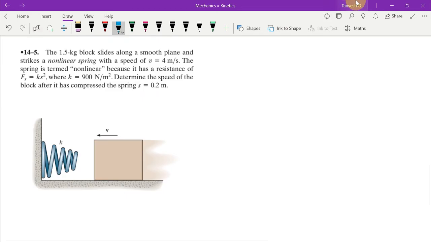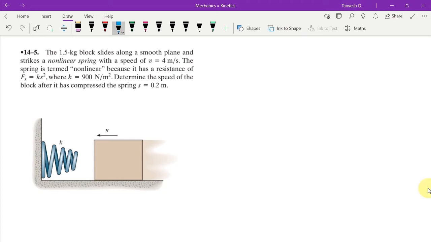So let us solve the next numerical. What is given is a 1.5 kg block slides along a smooth plane and strikes a non-linear spring with a speed of v equals 4 meters per second. The spring is termed non-linear because it has a resistance of Fs equal to Ks square, where K is 900 newton per meter square. Determine the speed of the block after it has compressed the spring, s equal to 0.2 meters.